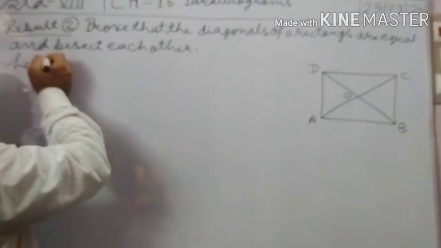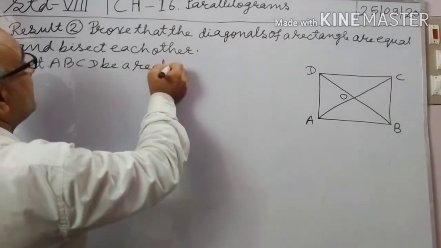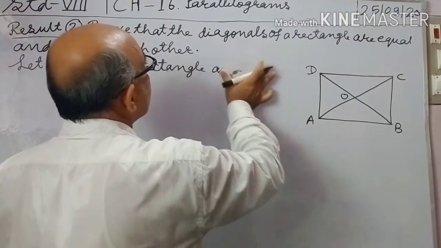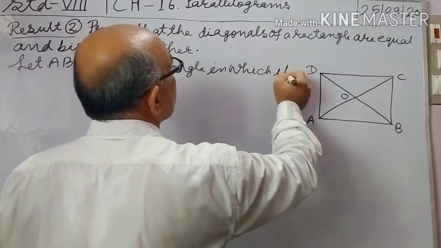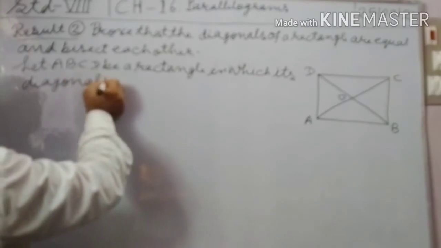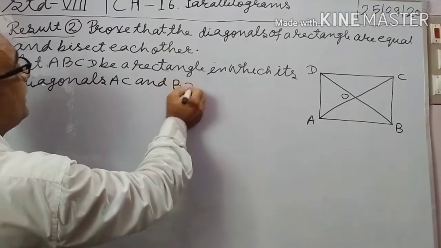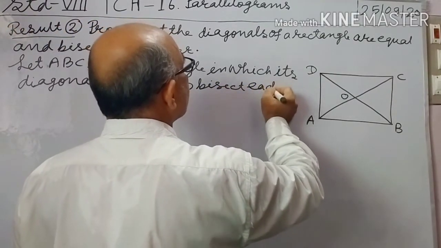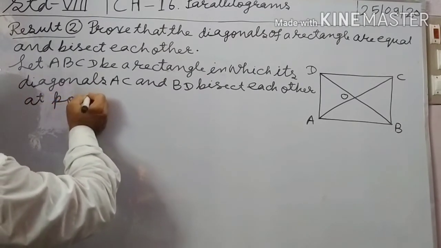Let ABCD be a rectangle in which its diagonals AC and BD bisect each other at point O.